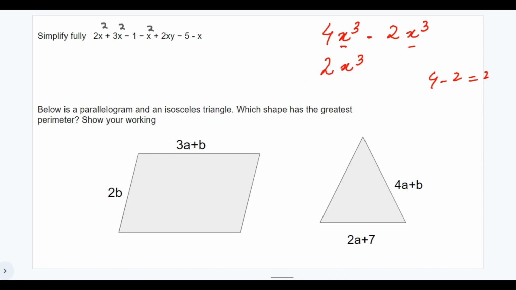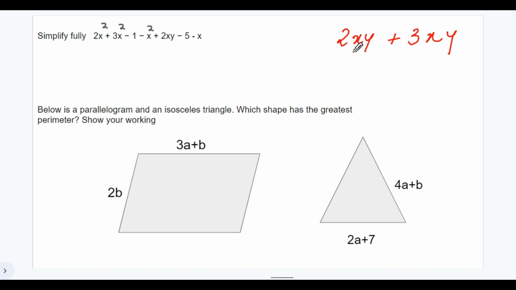Simple or not? In the same way, if I have 2xy plus 3xy, again you don't need to be worried. Look, the variables are the same, so the variables will remain the same. What you need to do is add their coefficients, that is 3 and 2, 5.